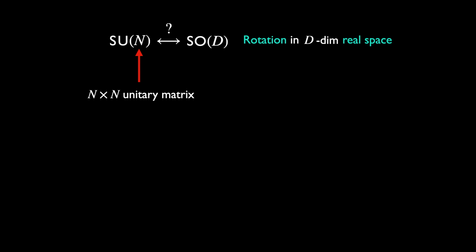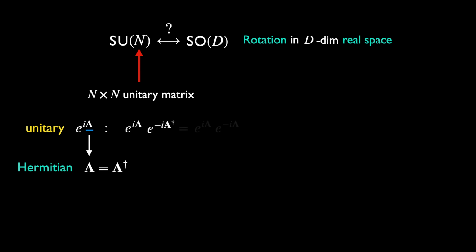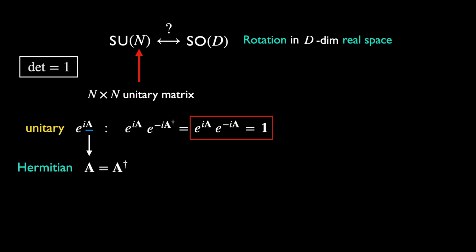To make a systematic comparison between these two groups of matrices, we can compare their numbers of degrees of freedom. The most straightforward way to do this is to count the number of real variables needed to describe these matrices. Let's start with SUN. These are n by n unitary matrices, and therefore must necessarily be generated by some Hermitian operator, A. This is required by the unitary condition. At the same time, the determinant must be 1, therefore A must be traceless.